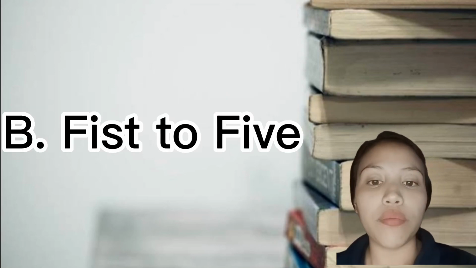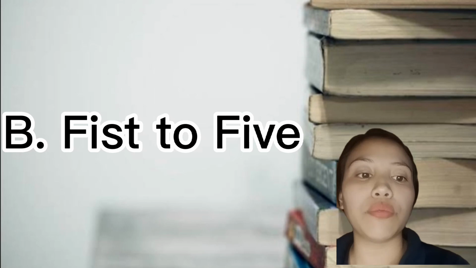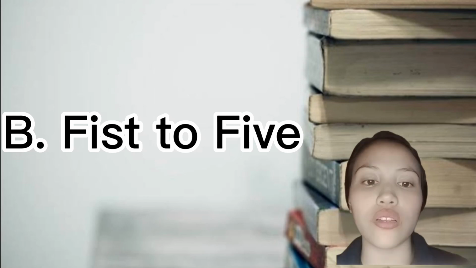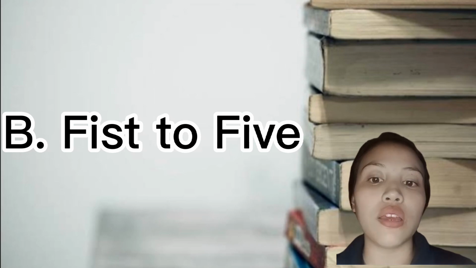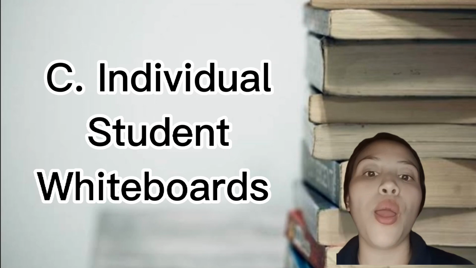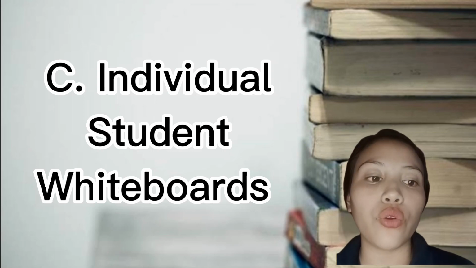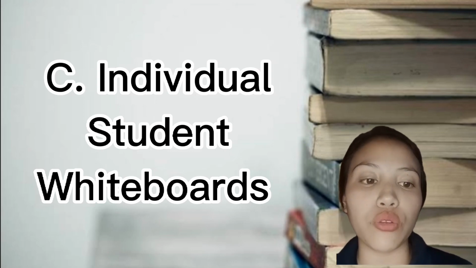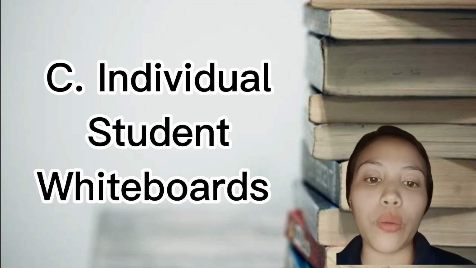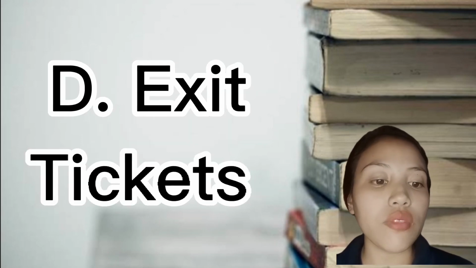B. Fist to five. This is similar to the thumbs up, thumbs down technique except students use their hand to indicate level of understanding from 0. Fist meaning I don't understand at all. Five fingers up meaning I understand completely. C. Individual student whiteboards. Students can easily write down an answer, rate their mood or understanding, or give a star or wish to grow presentation in drama using individual whiteboards. These can often be found at the dollar store or bought in a large space.